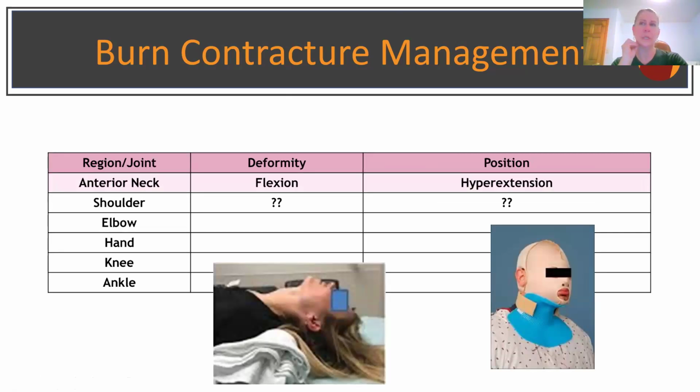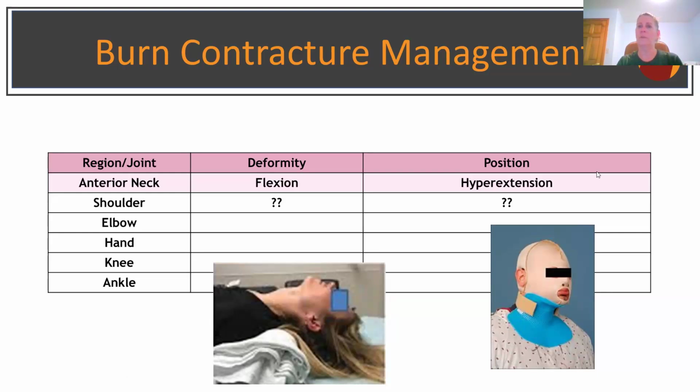I don't think this is really hard. Just think about whatever's burnt is going to contract. So if I burned my anterior neck, that's going to contract. My deformity is going to be neck flexion. And so what I need to do is hyperextension. I might lay that person in bed with their neck in extension as much as I can get it. I might also get them a neck brace for during the day to keep that burned area stretched out.